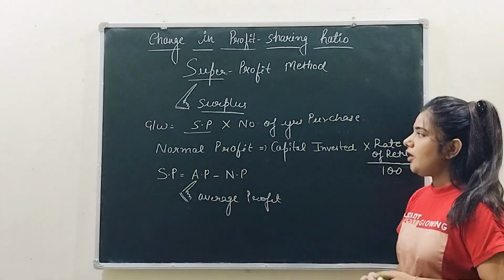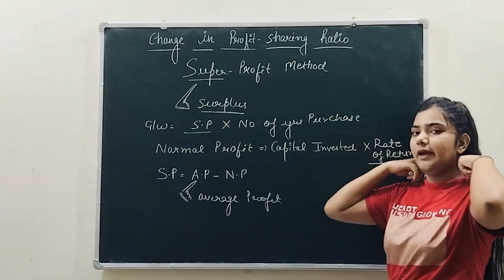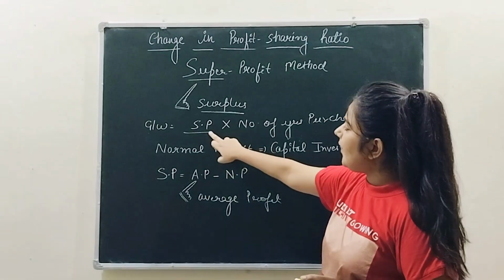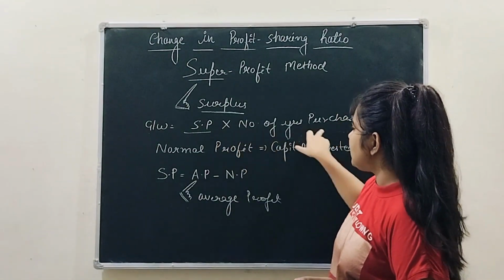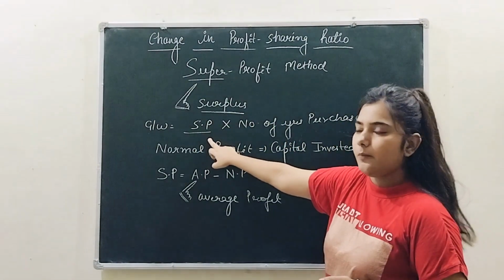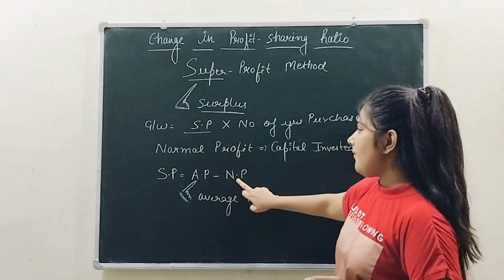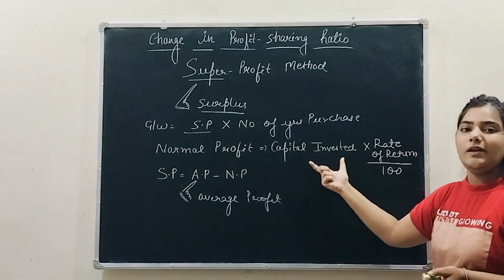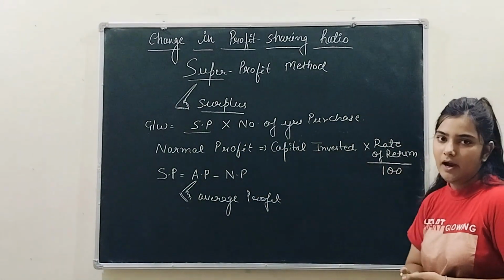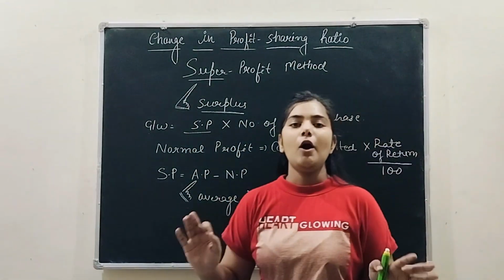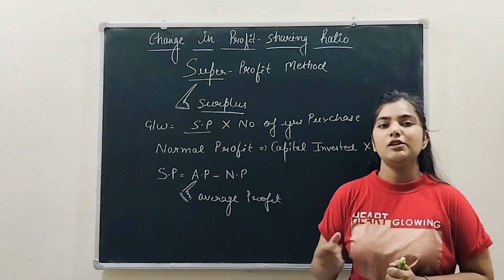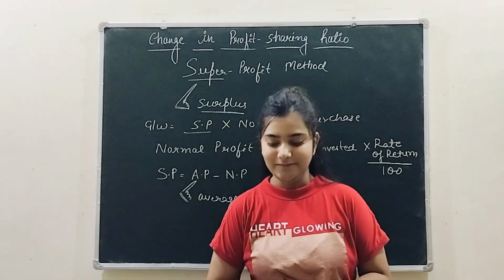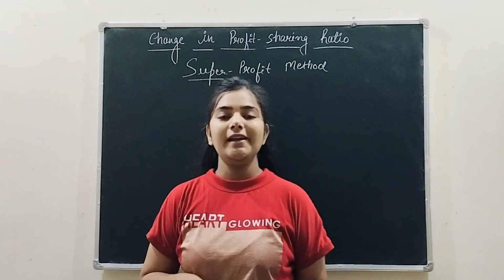So this is the basic formula of the super profit method to calculate your goodwill. You simply have to multiply your super profit with the number of years purchase. To calculate your super profit, your formula is average profit minus normal profit, and the formula to calculate the normal profit is your capital invested into rate of return divided by 100. So this is the formula for the super profit method. Now let's solve one more question based upon the formula. The question you can see on your screen.